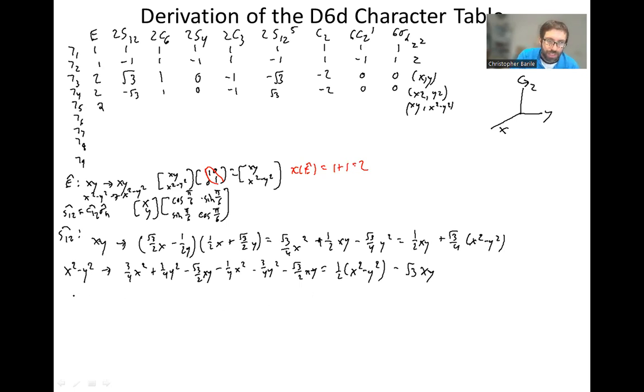And so really what this tells us is that xy and x squared minus y squared, we can write a 2 by 2 matrix. It's going to be xy goes to 1/2 xy plus root 3 over 4 x squared minus y squared. And on this x squared minus y squared, we have a 1/2, and we have a minus root 3. And so then when we take the trace of that matrix, sorry, I deleted it there, but we had a 1/2 and a 1/2 along the diagonal.